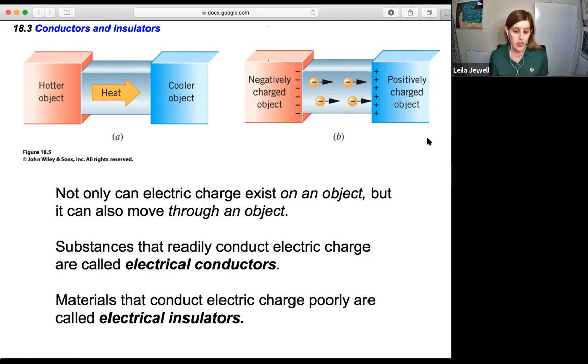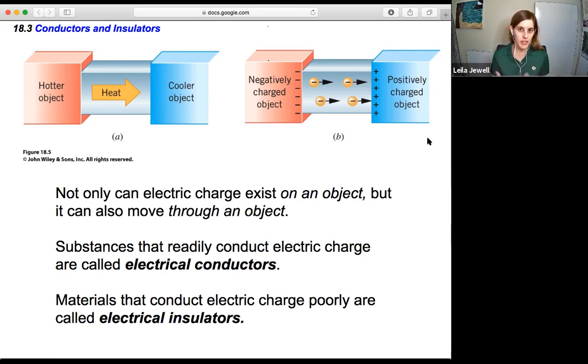Materials that conduct electric charge poorly are called electrical insulators. The charge doesn't get through them very well, if at all. And this is again very similar to thermal conduction, right? Where we have good conductors of heat and materials that are insulators, like an oven mitt. It's the same idea here, where charge is going to flow more easily, usually through metals, which are both good thermal conductors and electrical conductors.